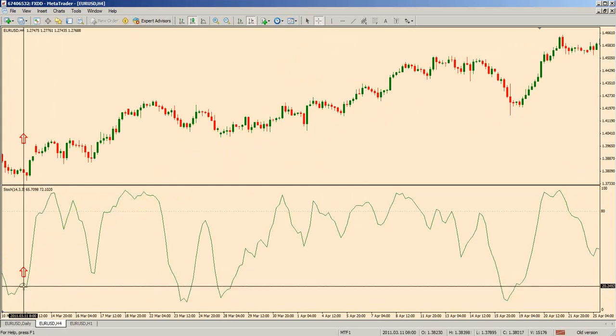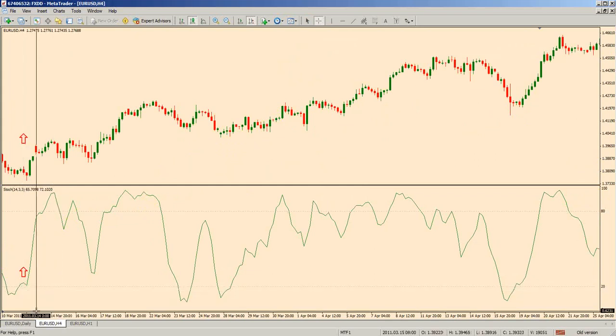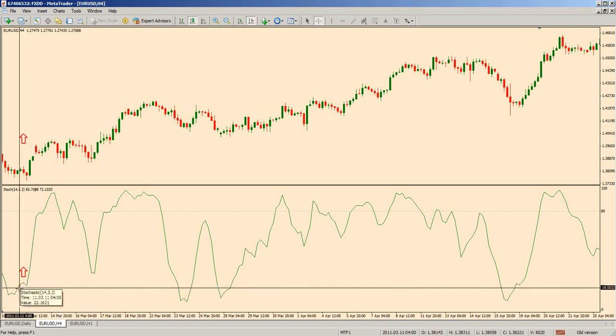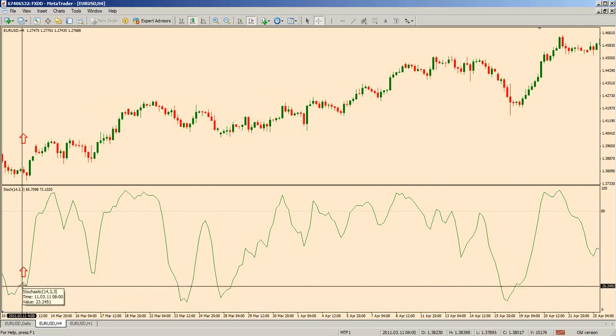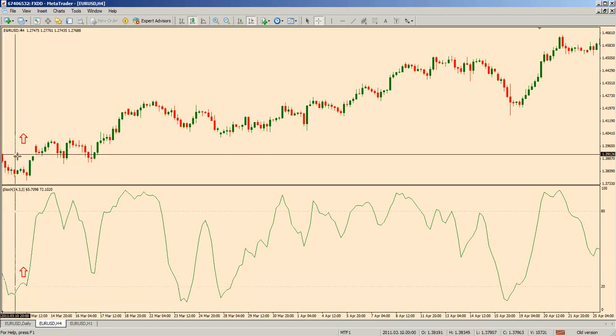I have a stochastics here, in this case a 14, 3, 3 stochastics. What am I looking for? I'm looking for stochastics to emerge from oversold. Why am I looking for that? Because there was a dip here. There was a dip here.